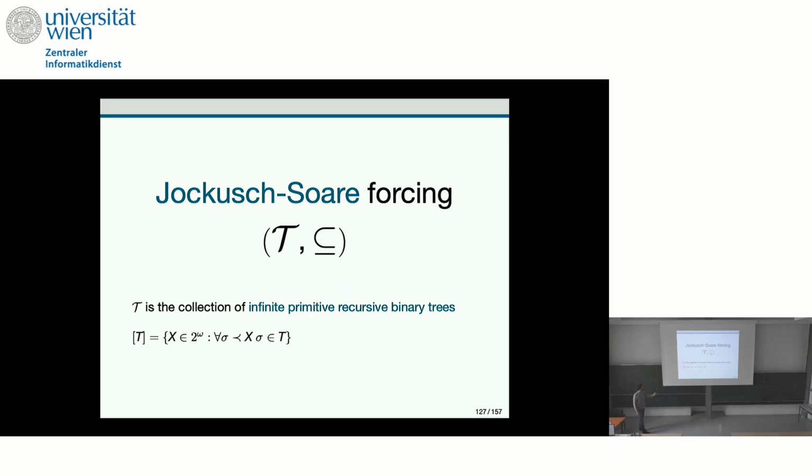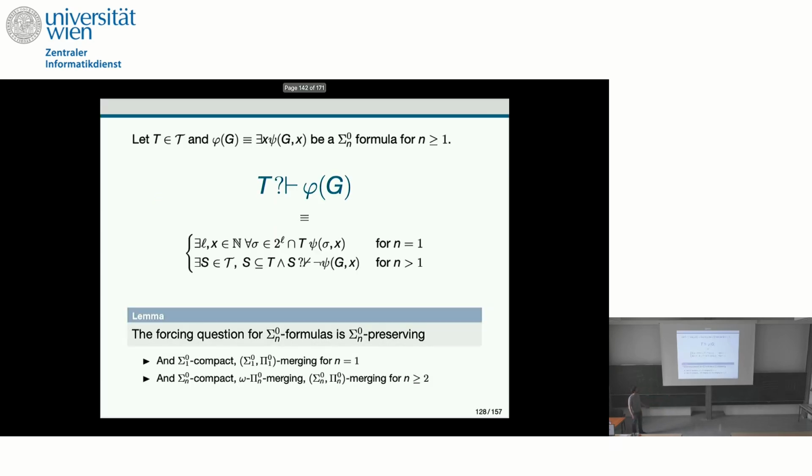But it's a bit easier because we don't have a uniform enumeration of all the computable binary trees, while we have an enumeration of all the computable primitive recursive binary trees. So now we need a different behavior for the first level and for higher levels of the forcing question. For Σ01 formulas, we already saw a forcing question saying: is there some level in the tree so that every node at this level will satisfy your formula? Which was on the other side of the diagram.